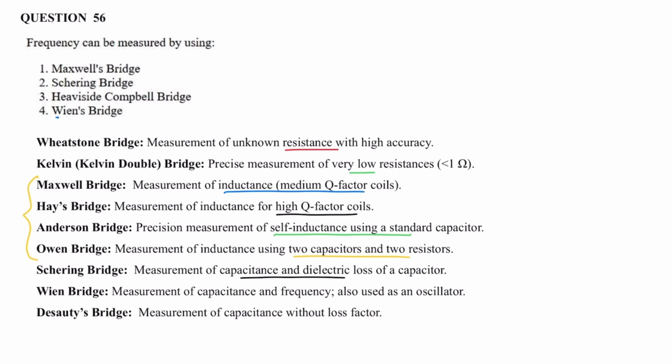Wien bridge, measurement of capacitance and frequency. De Sauty bridge, measurement of capacitance without loss factor. So these three bridges are used for the measurement of capacitance: Schering bridge, Wien bridge, and De Sauty bridge. In the question, the frequency can be measured by using Wien bridge. Correct answer is option 4.